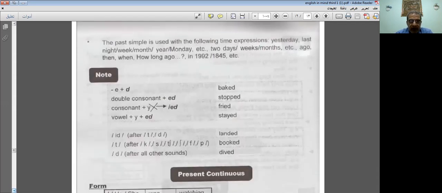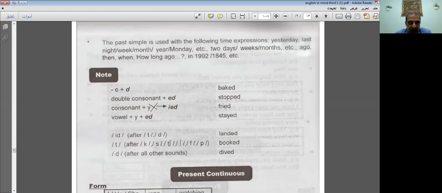Here we have the past simple, which is used with the following time expressions: yesterday, last plus any period of time, last week, last month, last night, last year, and so on, and it can be a day, Mondays, and so on. Also two days, weeks, months, but here we have ago. Then when, how long, and a date in the past.